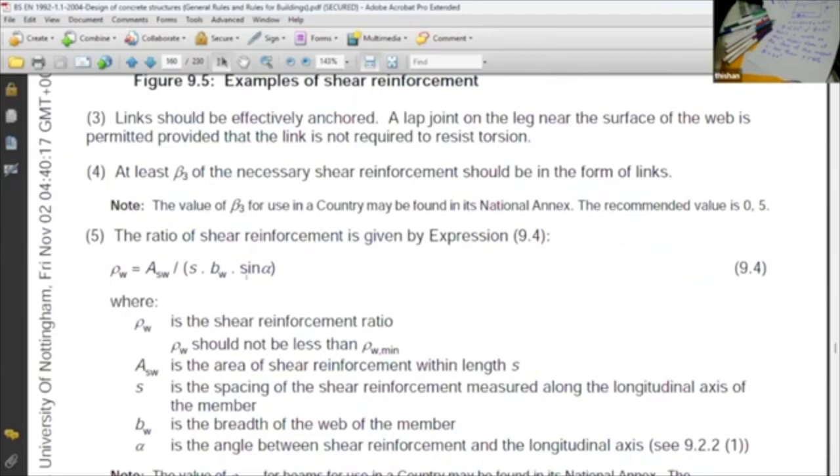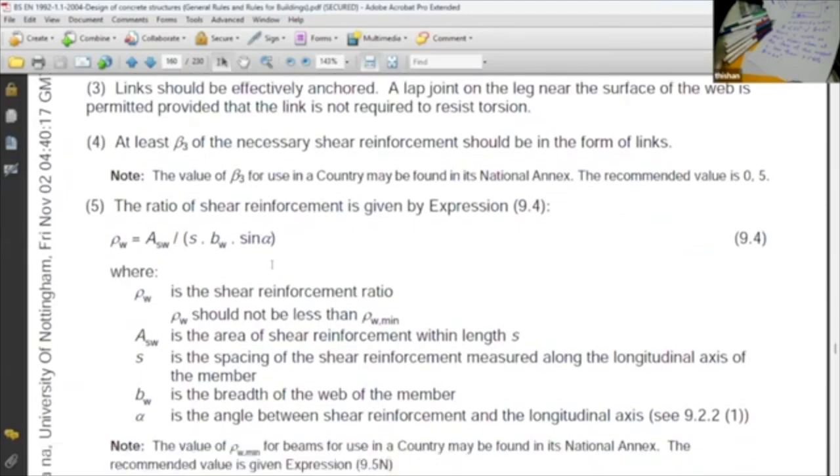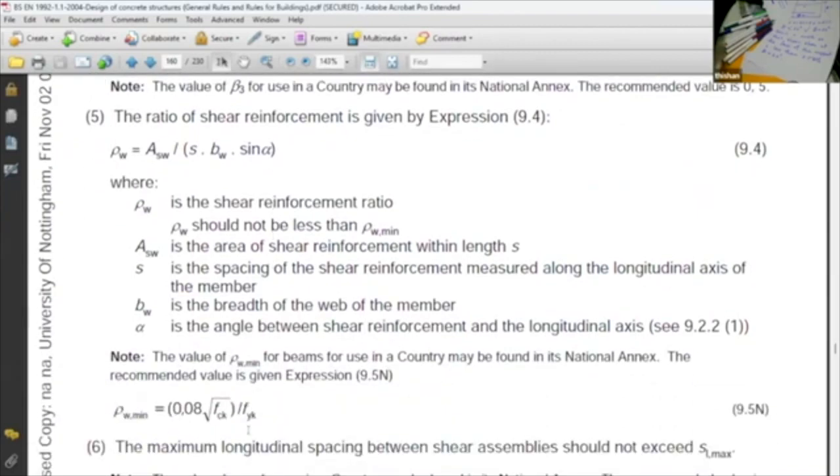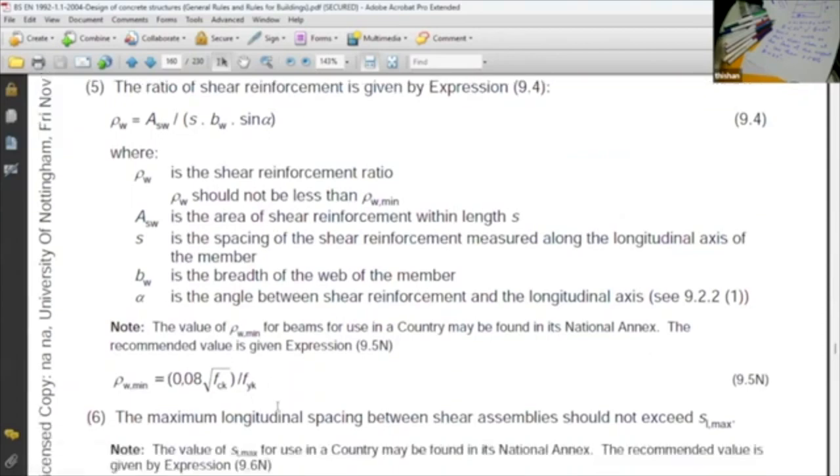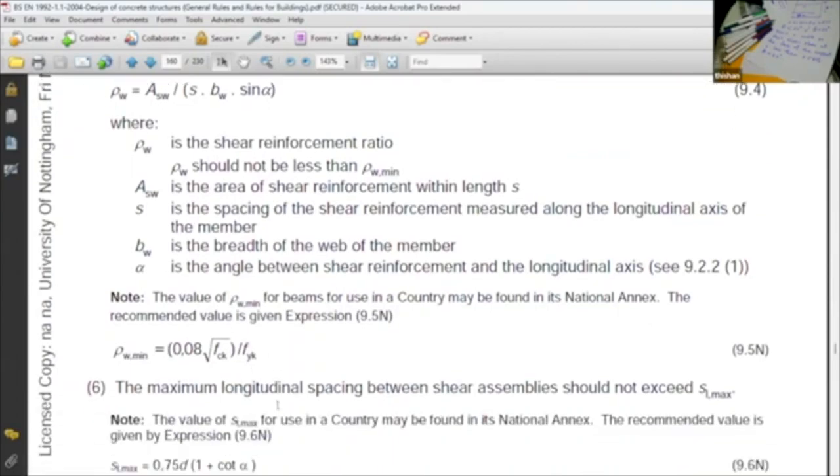The reinforcement ratio for shear is given by this. Alpha is 90, sin alpha is 1, and then the minimum ratio is given by this one. So there is a minimum longitudinal reinforcement. Sorry, the minimum shear reinforcement. There's a minimum.